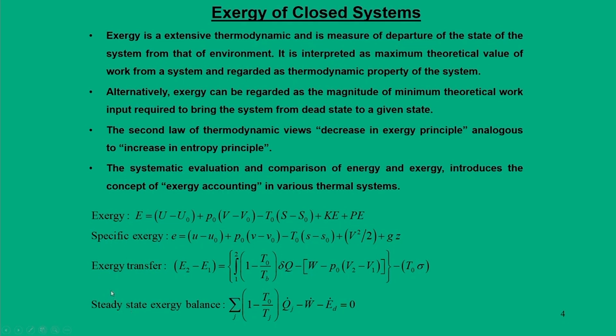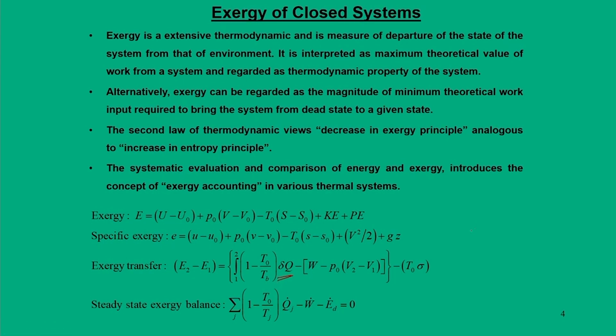If you look at this exergy transfer, we mainly concentrated on the heat part, because heat is a low grade energy, and complete conversion of low grade energy to high grade energy is not possible. During this conversion, you can see that there is a ratio 1 minus T 0 by Tb, where Tb is the boundary temperature.